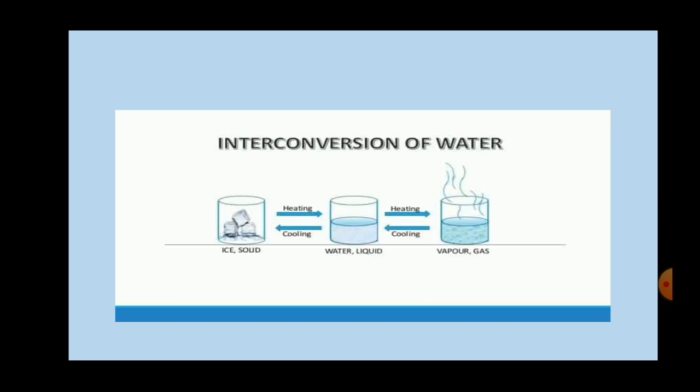Ice is in the solid state. On heating, it is converted into water, that is the liquid state. On heating, it is converted into vapor, that is the gaseous state. While cooling, gas condenses into water, that is the liquid state. Again, water on cooling is converted into ice. So these are the three states of interconversion of water. I already gave the explanation, only the picture was missing on that slide. So I am showing these pictures again, so that you can understand more clearly.